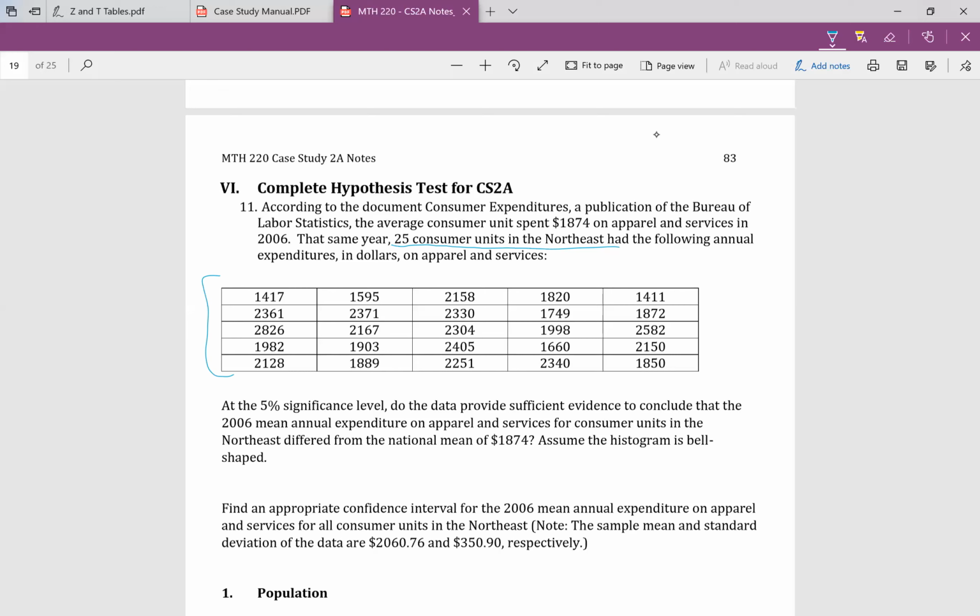Assuming the histogram is bell-shaped, that's what lets us know we have an approximately normal distribution, which is going to help us to answer this question. First we need to answer that question, then we need to find an appropriate confidence interval for the 2006 mean annual expenditure on apparel and services for all consumer units in the Northeast. Note the sample mean and standard deviation of the data are 2060.76 and 350.90 respectively.